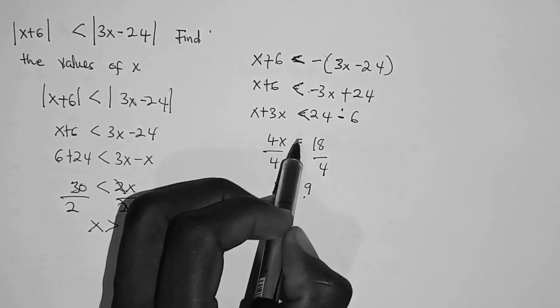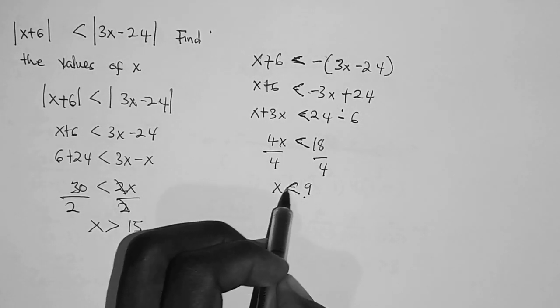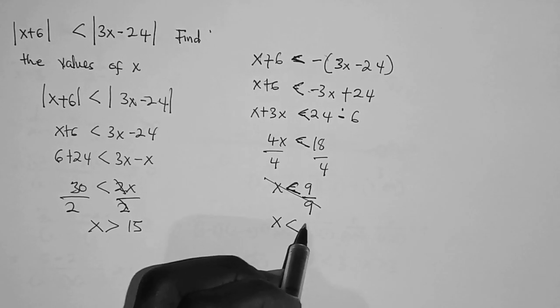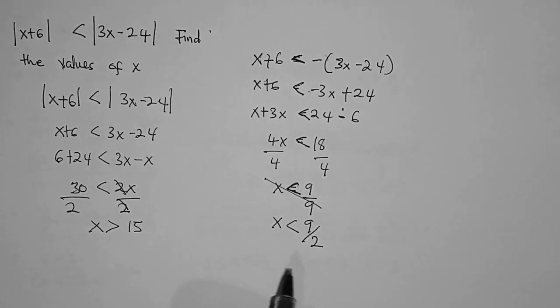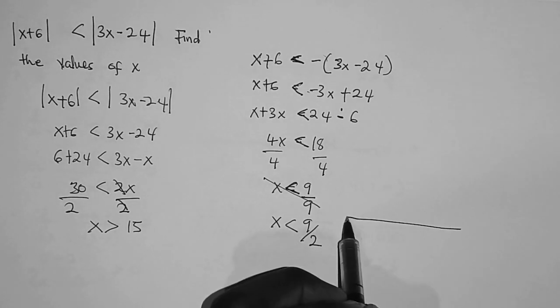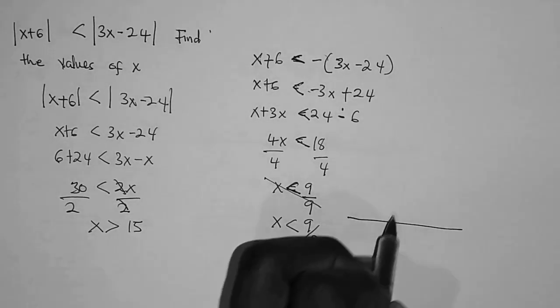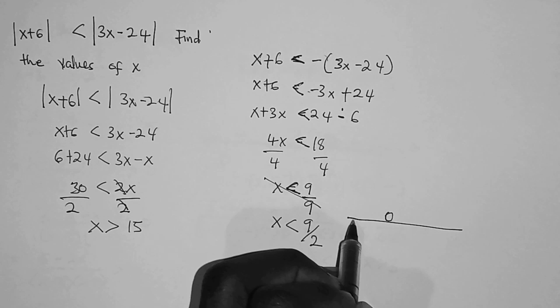So let's repeat the signs here. So x is less than 9 over 2. So let's draw a number line to find out if this is true.